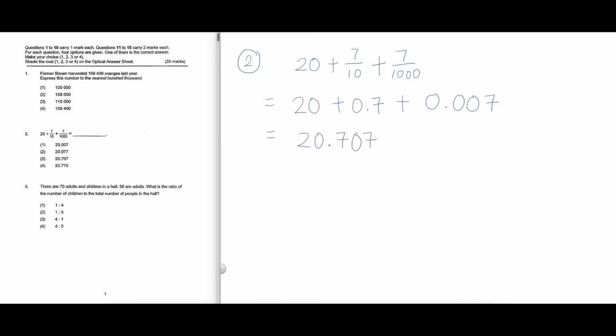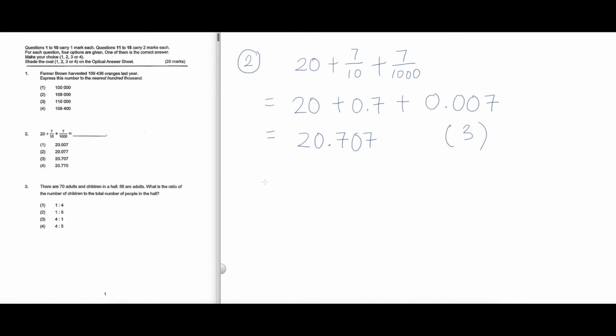Question 2 is testing you on whole numbers and decimals. So 20 plus 7 over 10 plus 7 over 1000. Okay, so 20 is just 20. 7 over 10 is 0.7. Okay? 7 over 1000 is 0.007. So my answer will just be 20.707. Okay? So my answer is number 3.